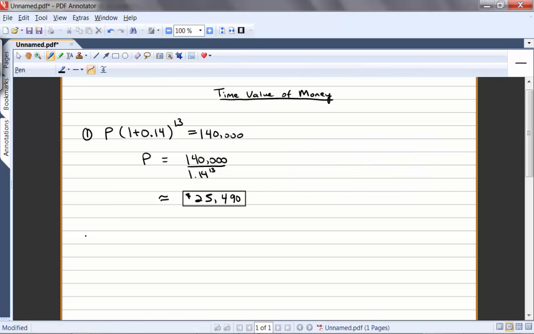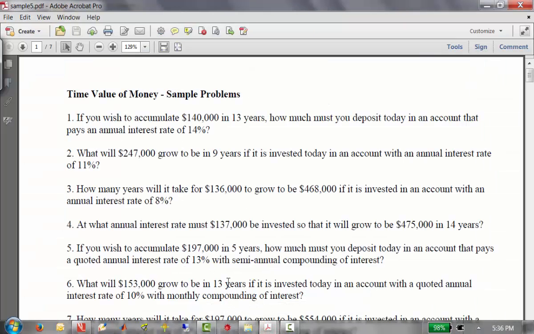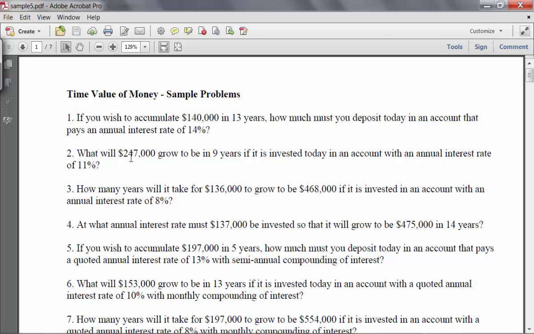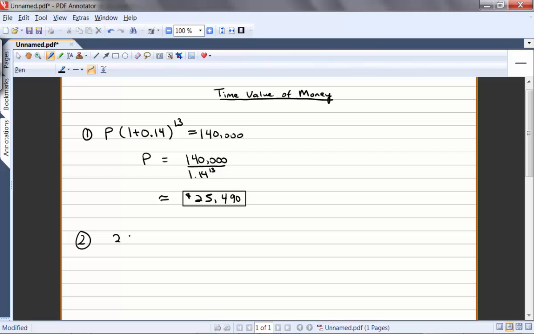All right, let's go to number 2. What will $247,000 grow to be in 9 years if it is invested today in an account with an annual interest rate of 11%? That's just asking us for the future value of the $247,000. Put it in an account today. It's getting 11% interest. We leave it there for 9 years. The 11% interest is compounding annually. So this is the annual rate. This is the number of years.